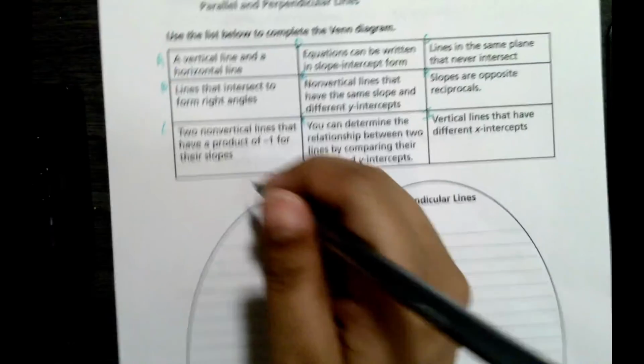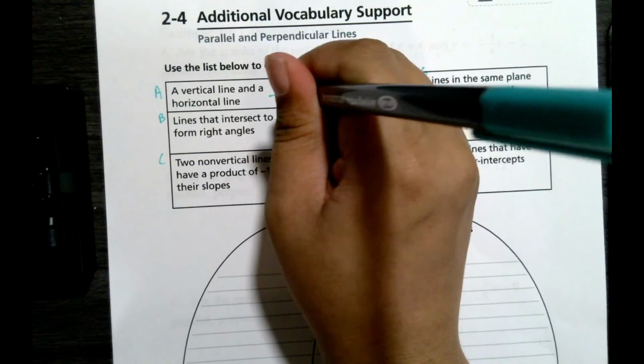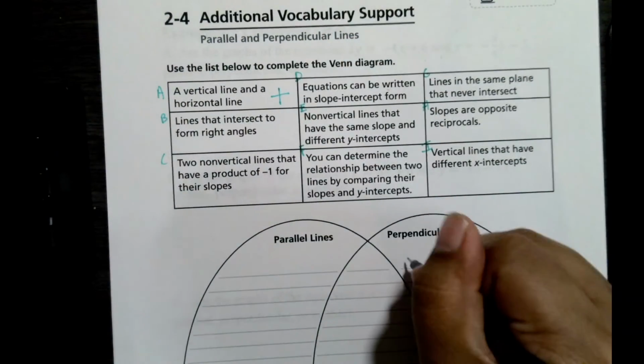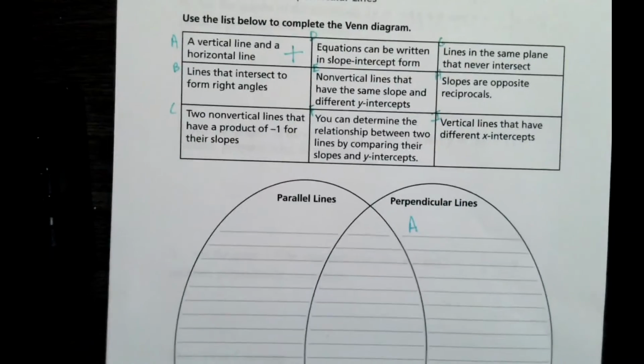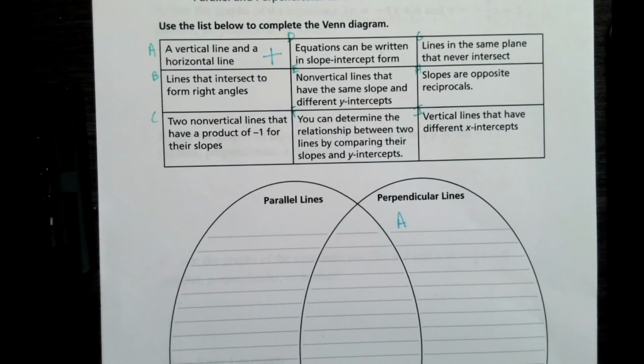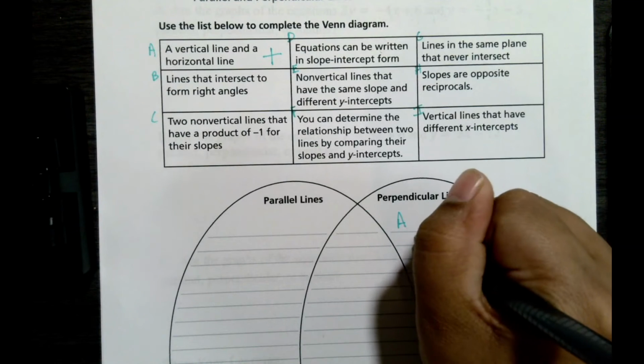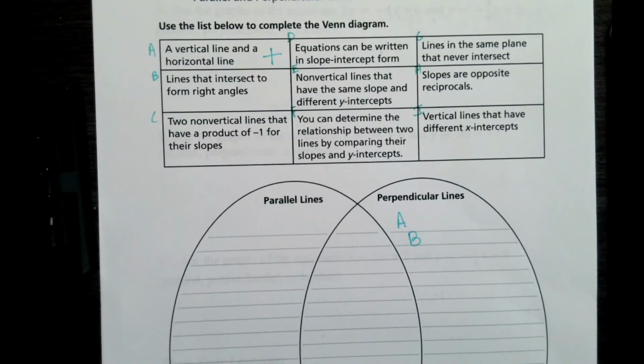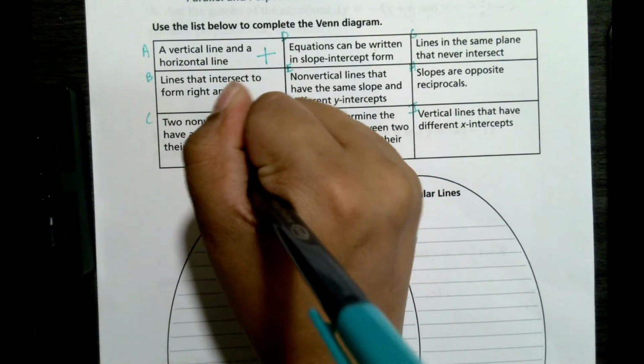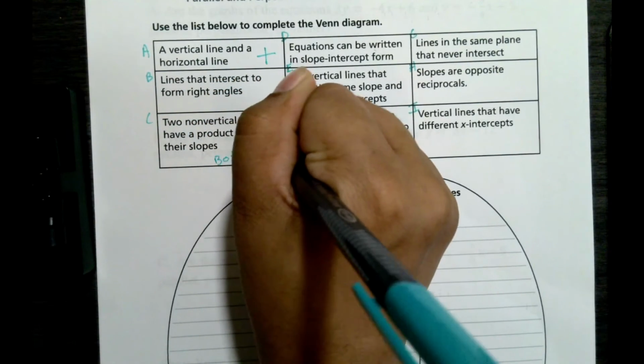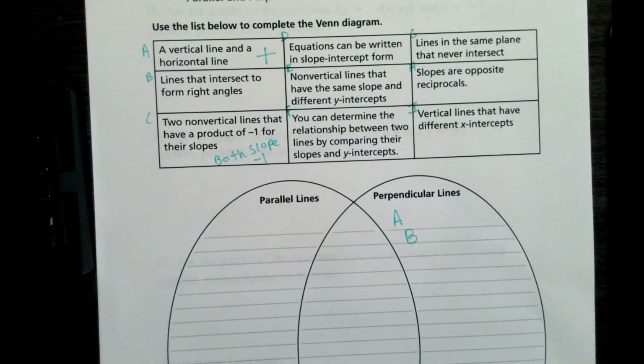So it'll go there. Lines that intersect to form right angles. Well, in the definition of a perpendicular line, it is two that make right angles. So B would go here. Two non-vertical lines that have a product of -1 for their slopes. This means both slopes are -1. Since both slopes are -1 and they have the same slope, it would have to be parallel lines because they have the same slope. Equations can be written in slope-intercept form.